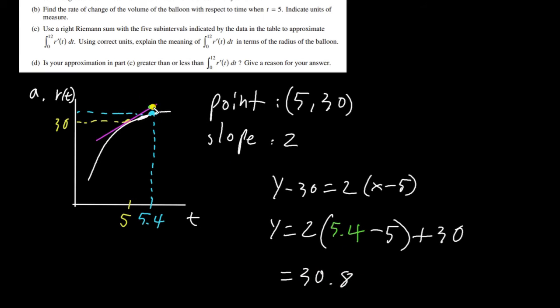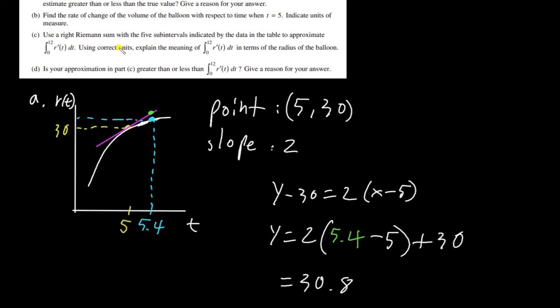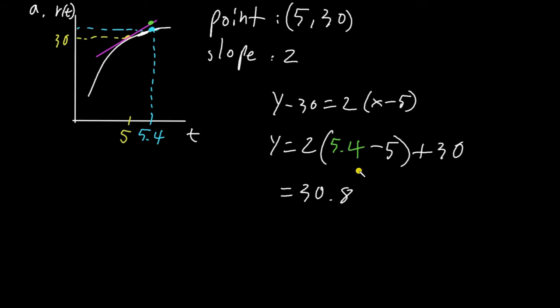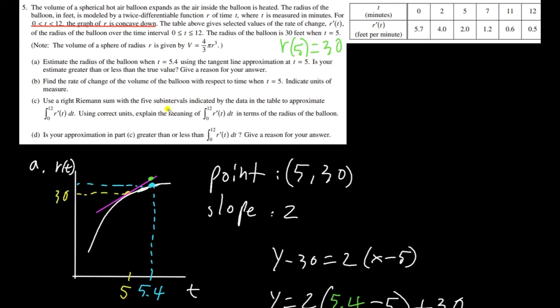Okay? And then simply for the units, we want to find out what the radius is, right? We want to find the radius at t equals 5.4. Well, they're measuring the radius in feet, so our answer is going to be also in feet. And then the second part of part A asks, is this less than or greater than the true value? Well, you can easily see that this approximation is above the actual value, right? It's an overestimate. So our estimate is greater than the true value.